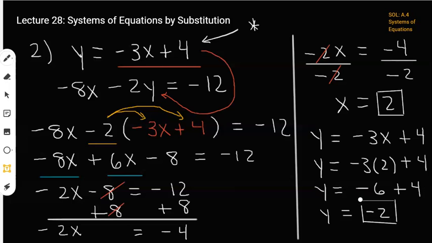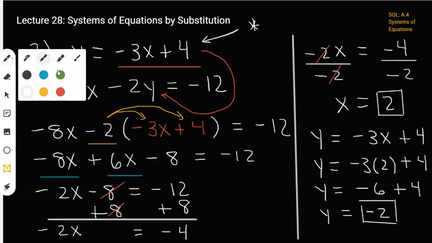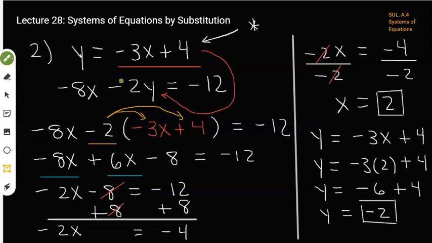So now I have a y value and an x value. So what I'm going to do now is write out my ordered pair. Remember, ordered pairs are always two numbers, x and y. I put x first and y second. So my answer is going to be 2, negative 2. And I'm done.